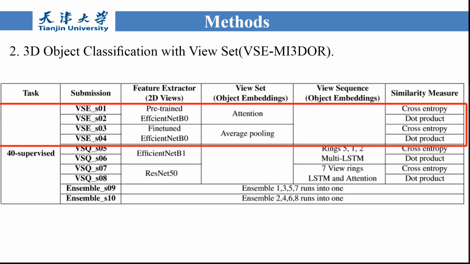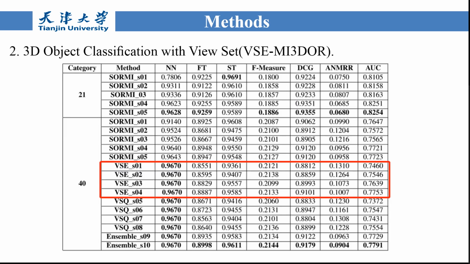The third and fourth methods use fine-tuned models as feature extractors, and they also use different similarity measures to compute the distance. This is the performance. We can see that the third and fourth methods perform better in most evaluation criteria, which indicates that the fine-tuned models can obtain discriminative features.